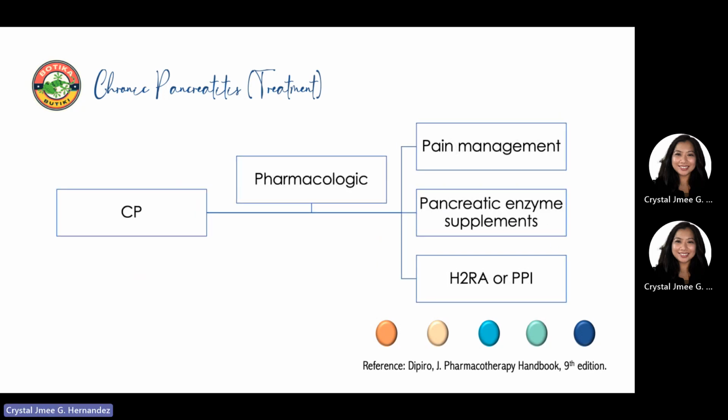So for the pharmacologic option, pain management should begin with oral non-opioid analgesics such as acetaminophen or paracetamol, and we can also opt for non-steroidal anti-inflammatory drugs. And this should be administered on a scheduled basis before meals to help decrease the postprandial pain. So, pancreatic enzyme supplementation for pain relief may be given prior to adding the opioids.